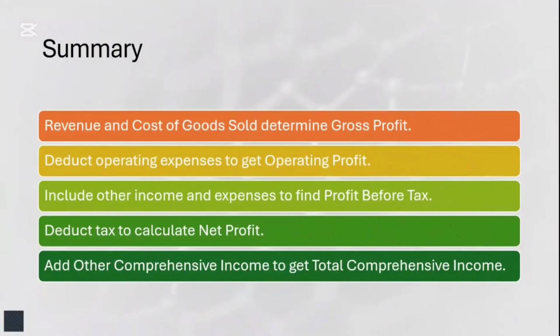In summary, just want to make sure that we remember some of these areas. Revenue and cost of goods sold is what we will take into consideration in order to determine our gross profit. We deduct our operating expenses to get our operating profit, otherwise known as earnings before interest and tax. We include other income and expenses to find our profit before tax, minus our taxes, and finally, we will add other comprehensive income to get our total comprehensive income.